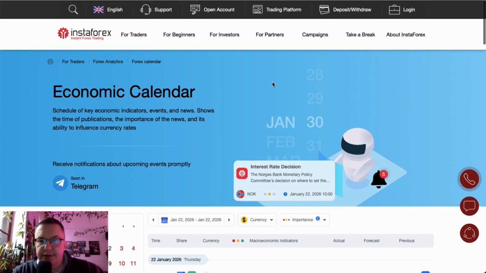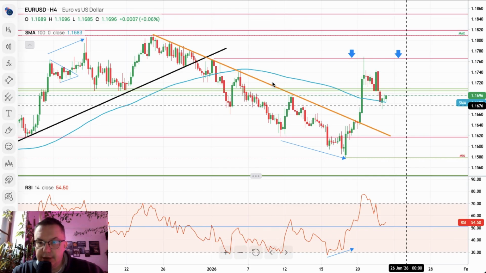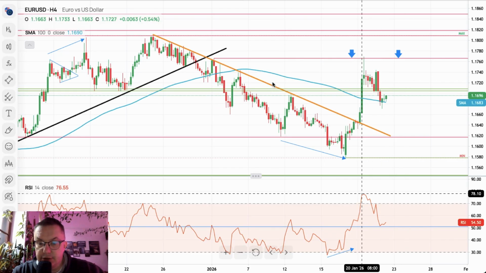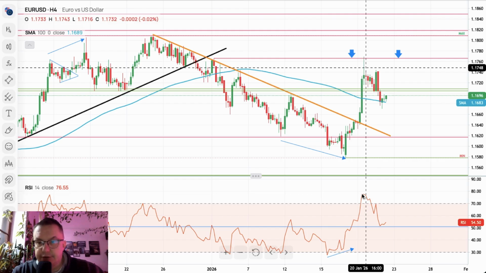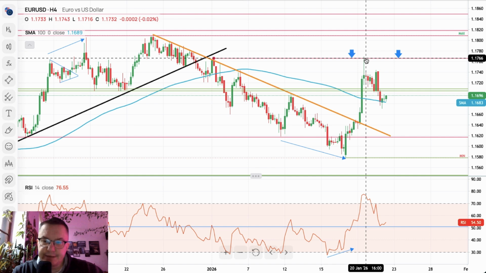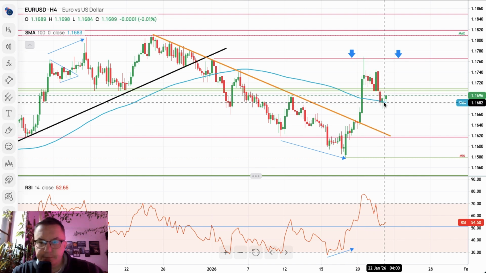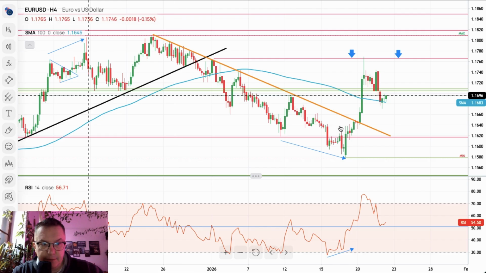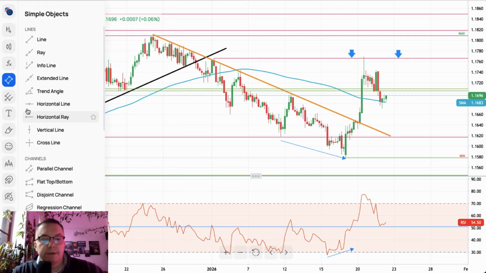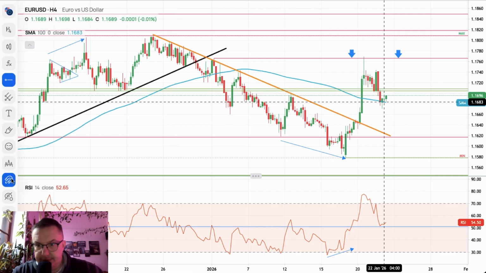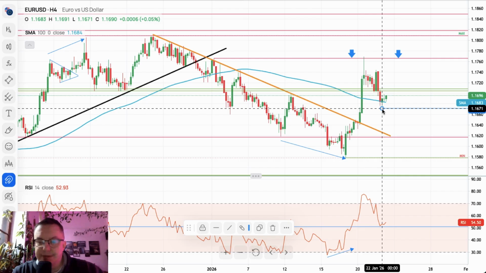So without any further ado, let's switch to the charts. We start with euro dollar. The four-hour time frame chart of the euro dollar is showing us deterioration from the extremely overbought market conditions after the level of 1.1766 was hit. So we went as low as the 100 periods moving average, and even broke below this level. So let me just place this line here.